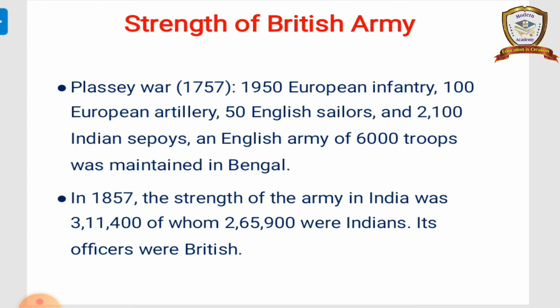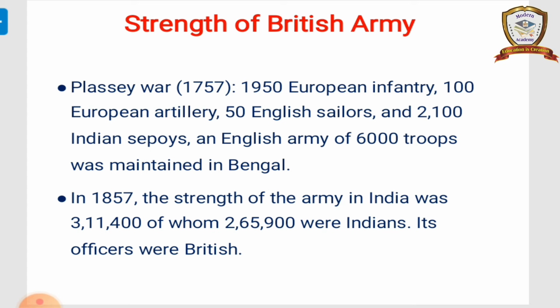How did they strengthen the British Army? After the Plassey War in 1757, 1,950 European infantry, 100 European artillery, 50 English sailors and 2,100 Indian sepoys, and an English army of 6,000 troops were maintained in Bengal. In 1857, the strength of the army in India was 3,11,400, of whom 2,65,900 were Indians. Its officials were British.